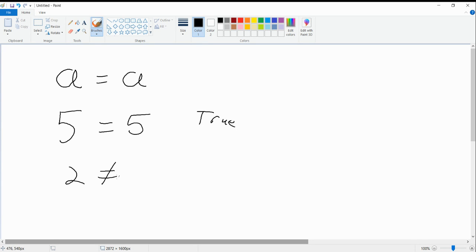2 cannot equal 7. 2 is equal to 2. So the reflexive property states that one number is equal to itself.